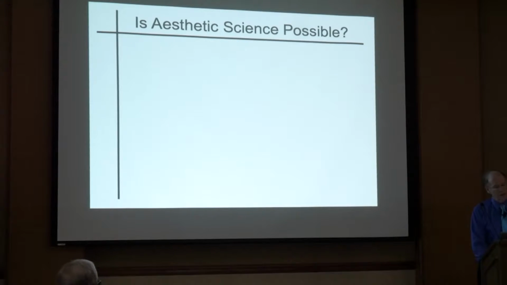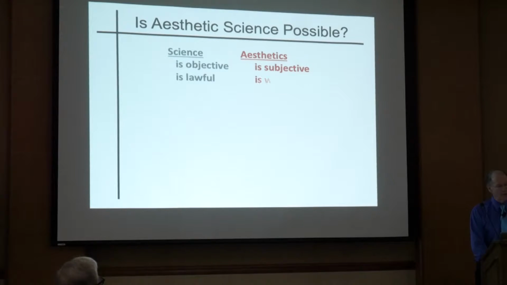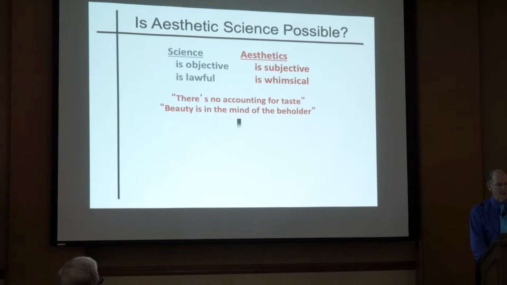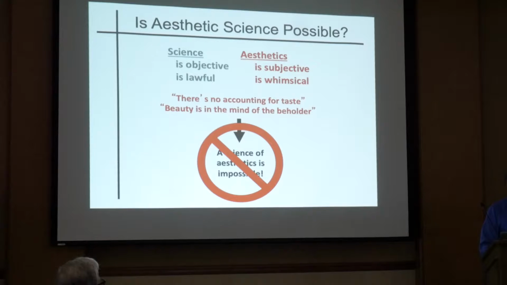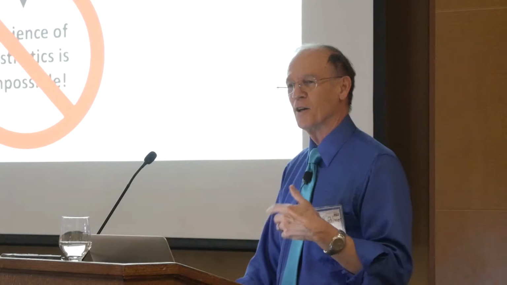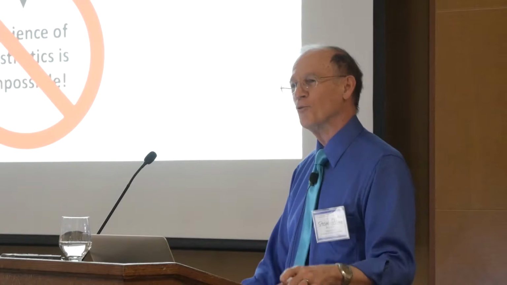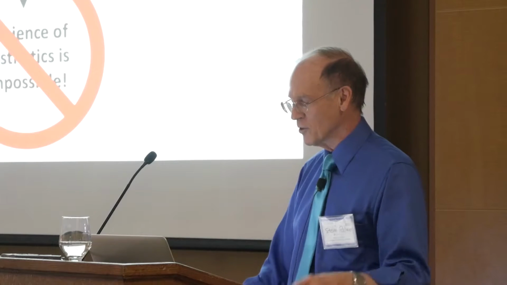Now, a lot of people will tell you that aesthetic science is not possible because science is objective and aesthetics is subjective, and science is lawful and aesthetics is whimsical. And we have these phrases like there's no accounting for taste and beauty is in the mind of the beholder, which are all often stated in service of the idea that a science of aesthetics would be impossible. And I want to claim that that's not true. Let's just say, this talk is intended as an existence proof of aesthetic science in terms of descriptive and explanatory approaches.